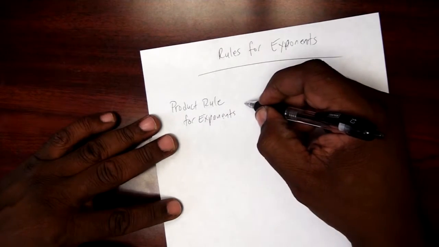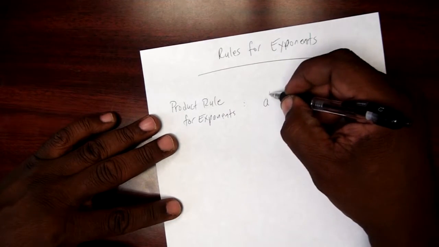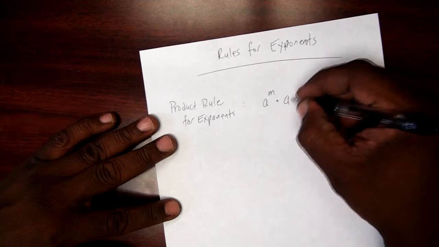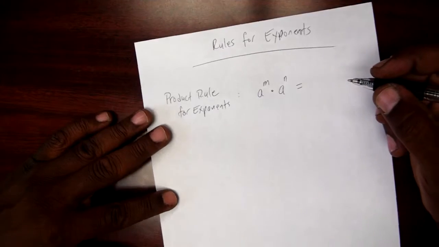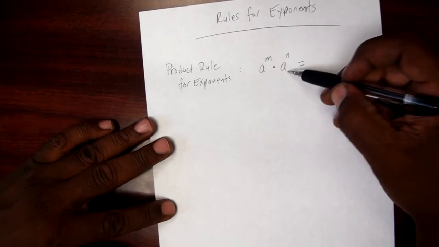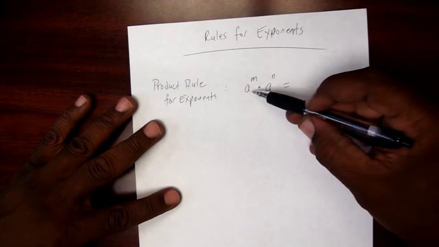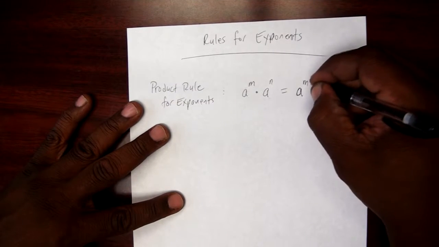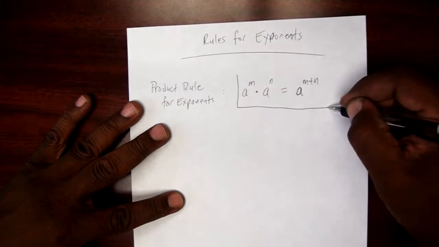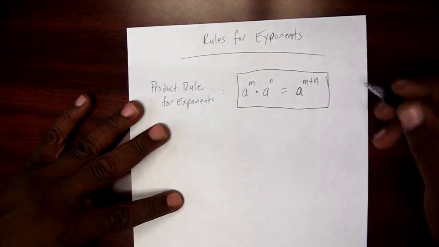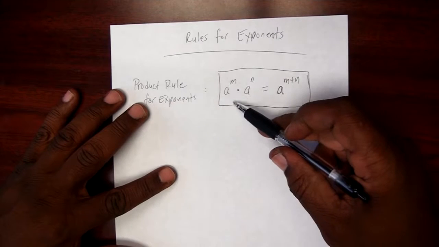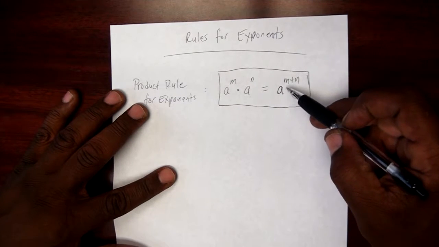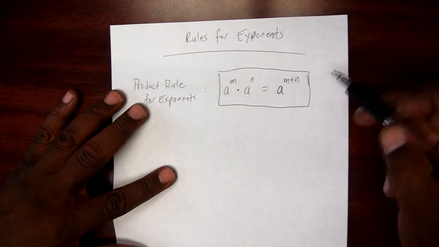And it says that a to the m times a to the n. So the setup is I'm multiplying like bases. My operation is that I can keep my like base and I can add my exponents, which is our formula. A to the power of m times a to the power of n is equal to a to the power of m plus n.